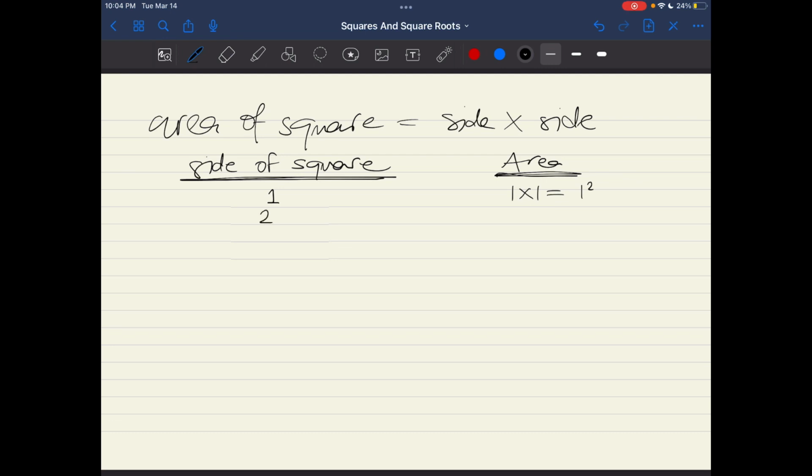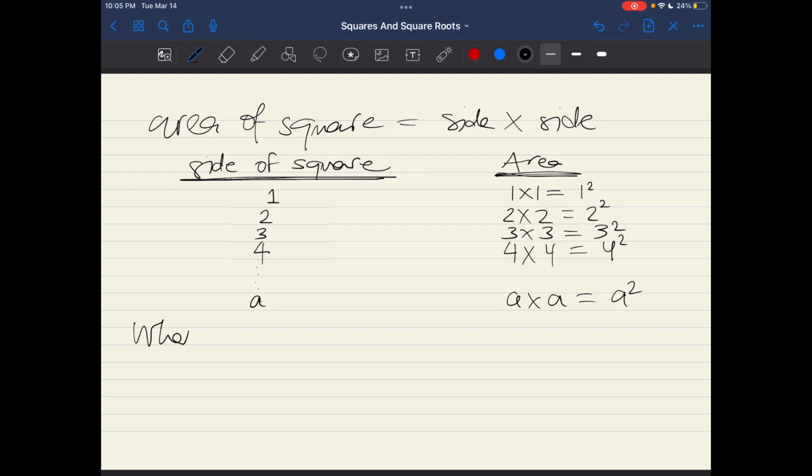Let's say it's 2. It will be 2 times 2, which is 2 squared, right? And if it's 3, it will be 3 times 3, which is 3 squared. If it's 4, it will be 4 times 4 equals 4 squared. So on and so forth. If the side was A, centimeters or meters, whatever unit of measurement we have, the area would be A times A, which is A square, right?